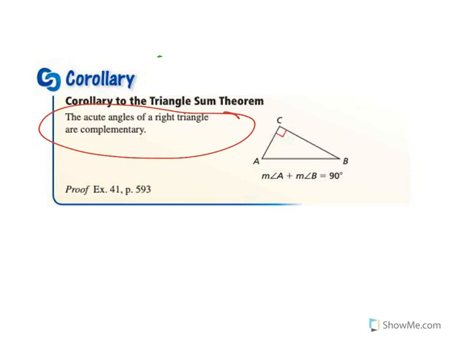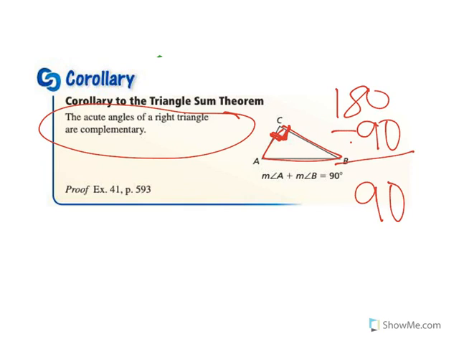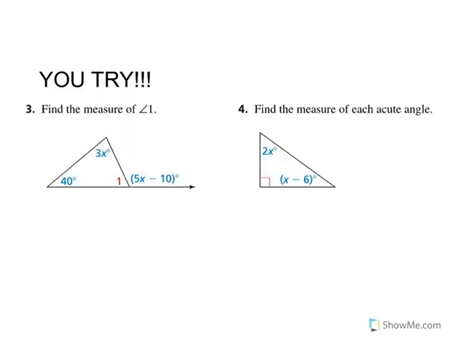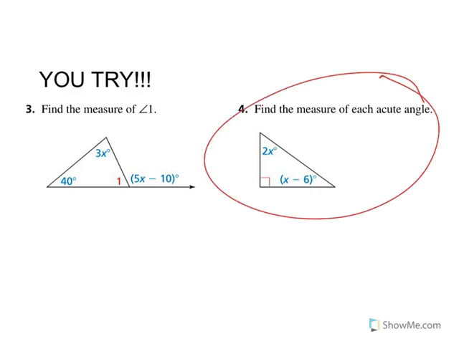Okay, let's talk about this. This makes sense. We know that all 3 angles in this triangle add up to 180, right? And if one of them is 90, so we take away that 90-degree angle, then the other 2 have to add up to 90. That's what this corollary is saying. Okay, so write it down. And then we're going to do this example right here.